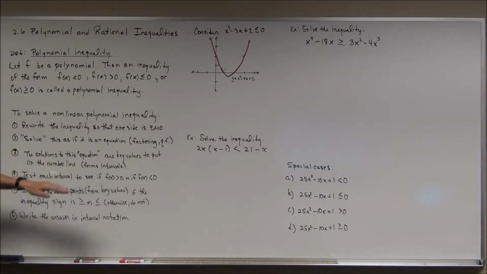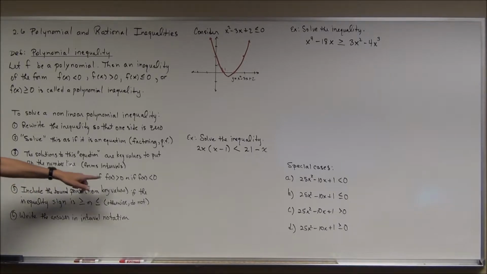And of course, once we put some points on the number line, we're going to have intervals that are formed. We're going to test each interval to see if it makes the polynomial greater than 0 or less than 0, makes it positive or makes it negative. I'll put a little plus sign if it makes it positive, a little negative sign if it makes it negative, in the interval on the number line, because I'm going to use that to create my solution.